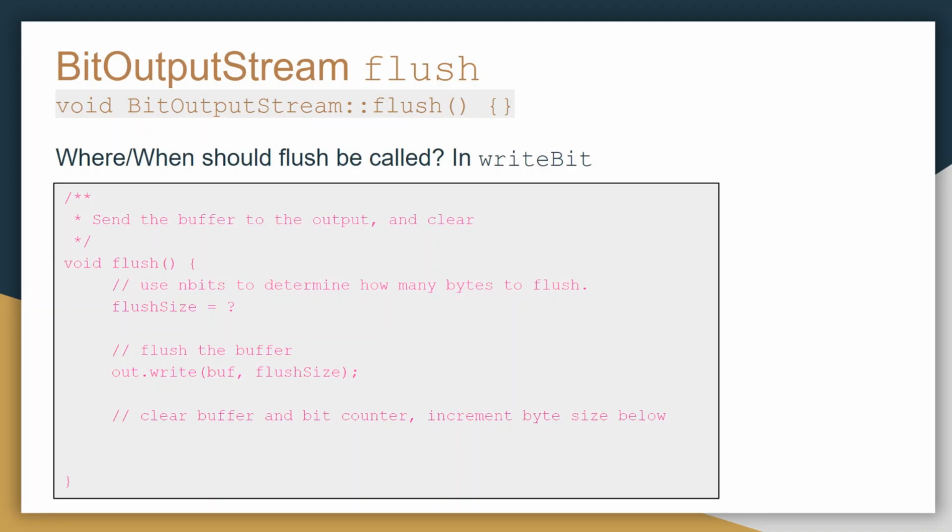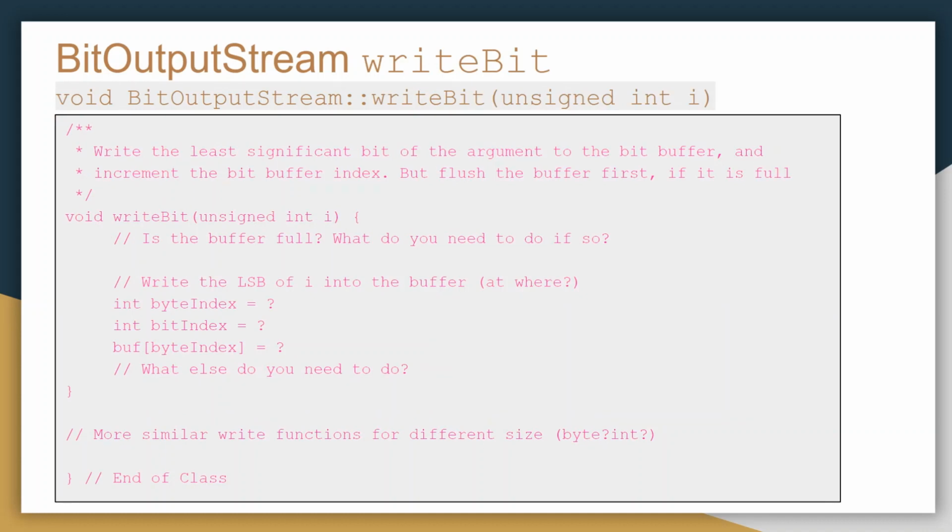Okay, so what is flush? When and where should flush be called? It should be called in writeBit. There might also be some other places, but that's up to your implementation. Inside of flush, here's a template to start with, but you should use nbits to determine how many bytes to flush. First you want to determine what the flush size is, and then you're going to want to flush the buffer. And then you're going to want to clear the buffer and the bit counter. If you do keep track of byte size, you might want to increment it here, but that is up to you.